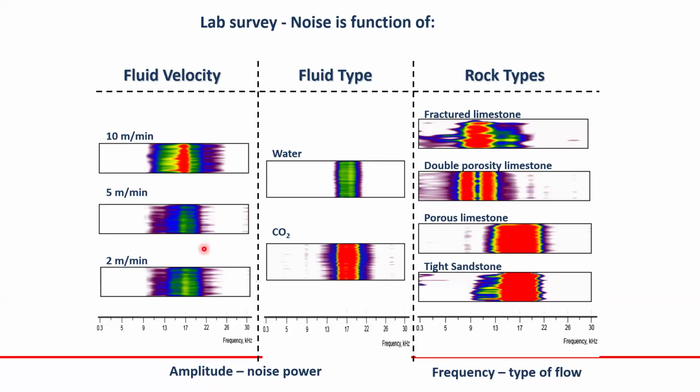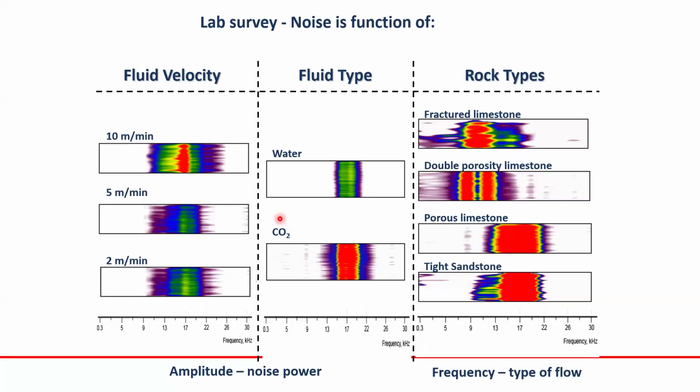They are modulated. Okay, and the fluid type: if it's something like this, it's water, and here is CO2. Rock type: fractured limestone, double-porosity limestone, porous limestone, okay, and tight sandstone. So they did extensive work in mathematics and modeling for this tool.